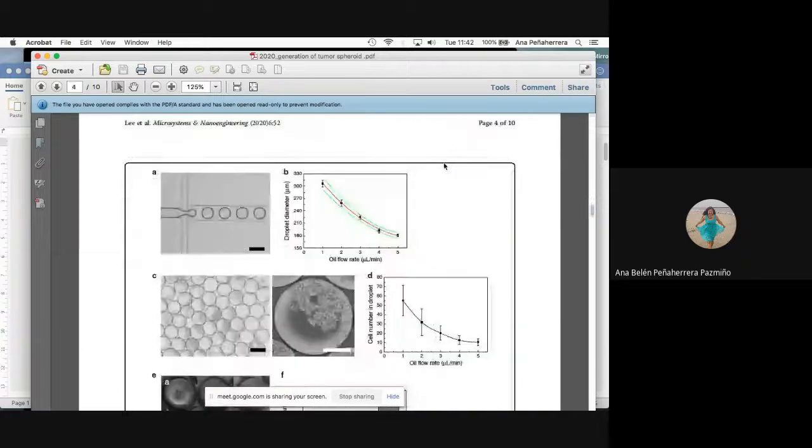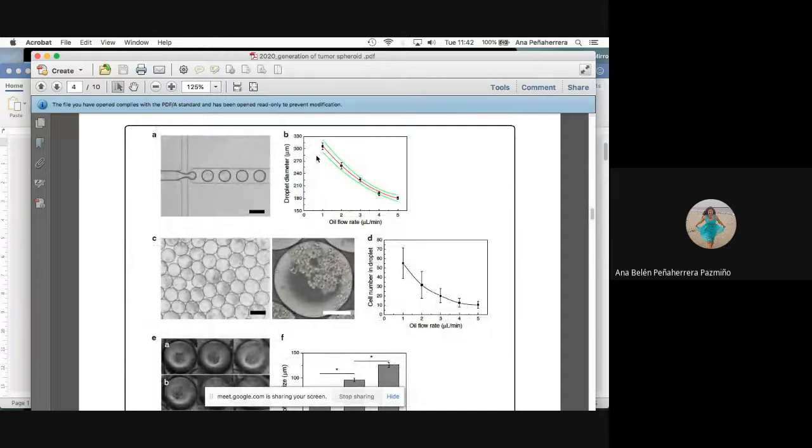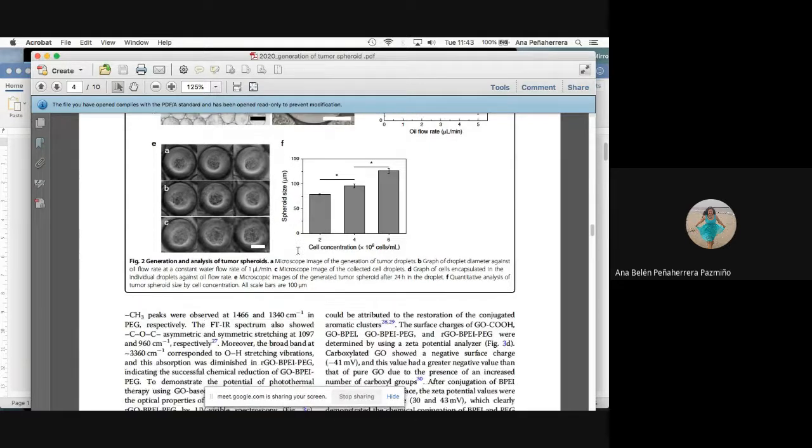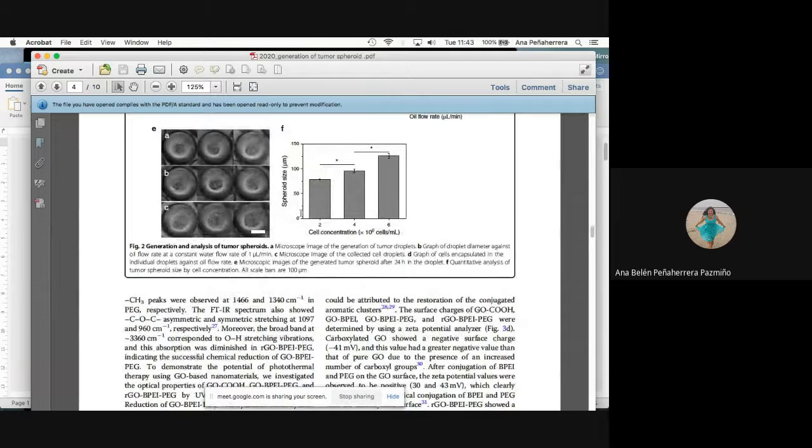Okay, so first here you see how they control the size of the droplets. Here you see the droplet diameter, and it can be modulated according to the oil flow rate, which is represented here. The more you increase the oil flow rate, the more you decrease the size of your droplet. By controlling the oil flow rate, they also vary the cell number inside the droplets. And here they vary the cell concentration, and that's how they control the spheroid size.